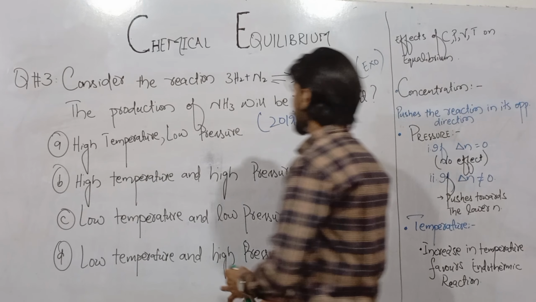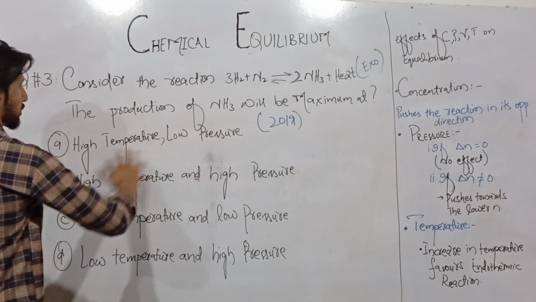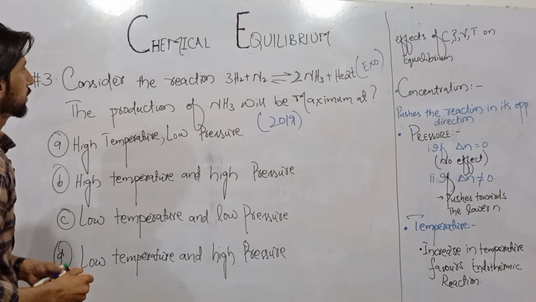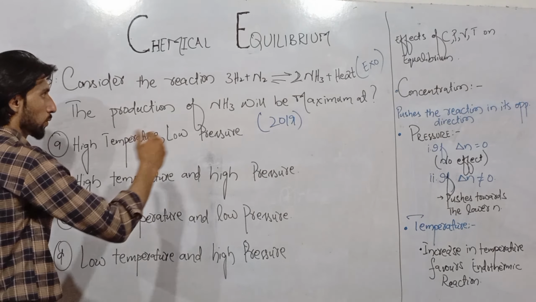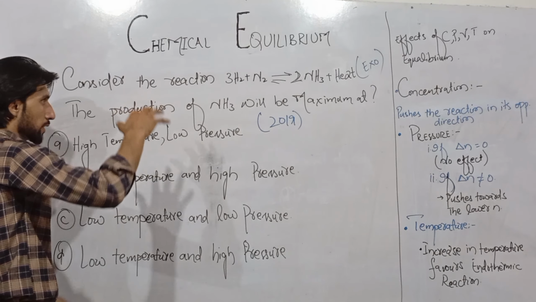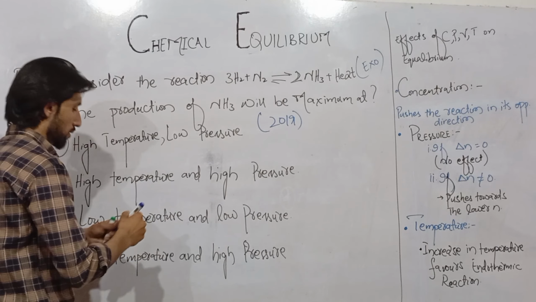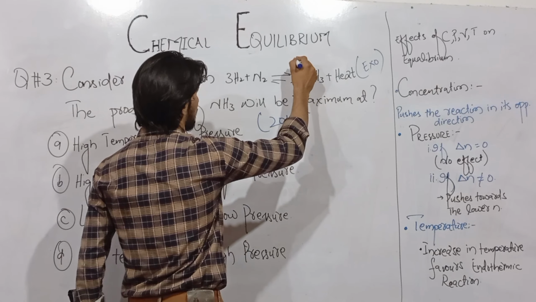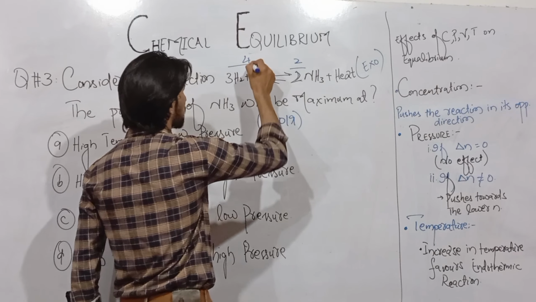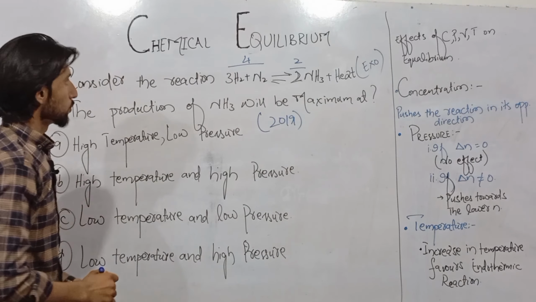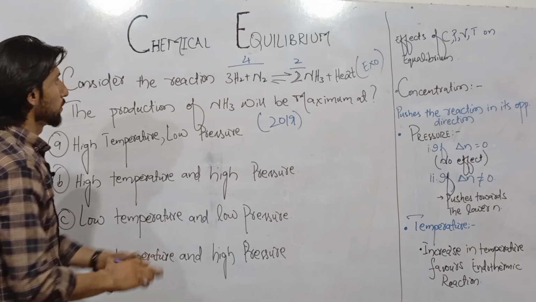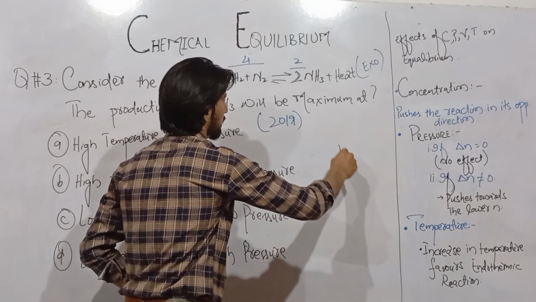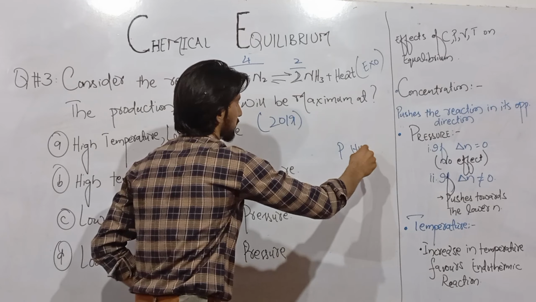So the question gives temperature and pressure options. As mentioned earlier, this reaction will go forward if the pressure is increased, because the number of moles in the product side are lower than the number of moles in the reactant side. So increasing pressure will favor production of ammonia. First, we have marked high pressure.